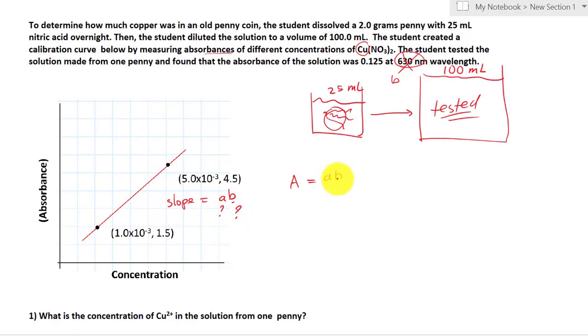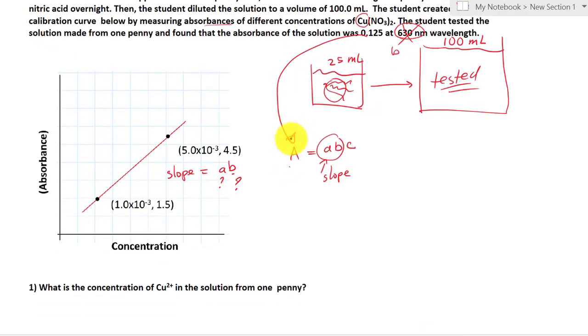Absorbance is equal to AB times C. This right here is going to be our slope. Okay? And with that, we can now solve because we have the absorbance given to us by the spectrometer.